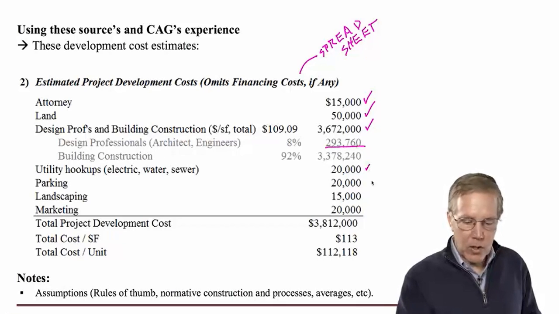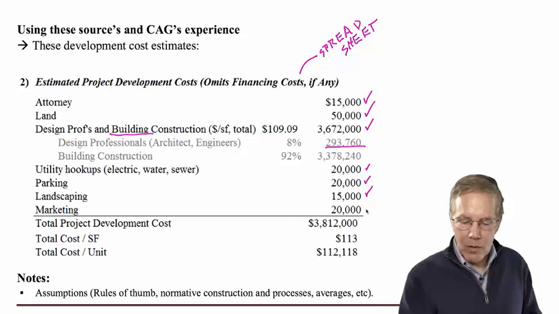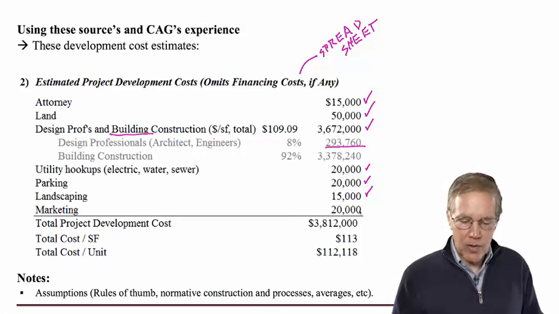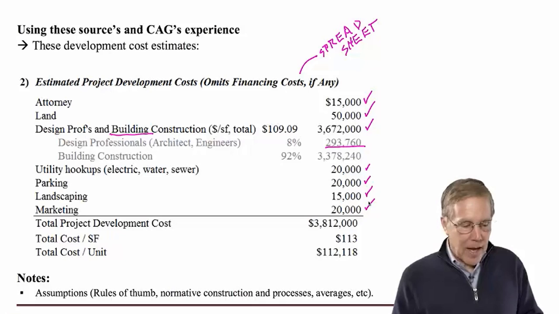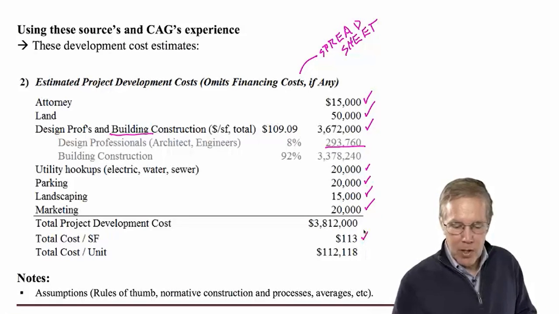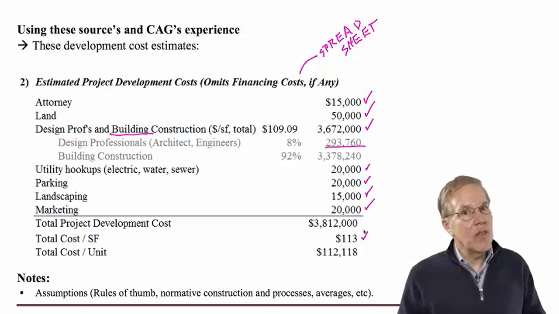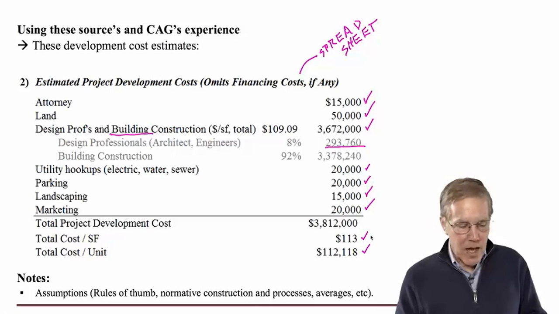We need some more for utility hookups, parking, landscaping. So clearly this construction is building construction here. And marketing. Remember, we have to get this 90% rented before we sell it to someone whose goal in life is to manage cash flow producing properties. So we're going to need some help with marketing to get students to sign leases. And so our cost per square foot of this building, about $113 per square foot, extraordinarily low by New York City standards, but once you get out into rural America, not so unusual. So another way to look at this is cost per unit, $112,000 and change.